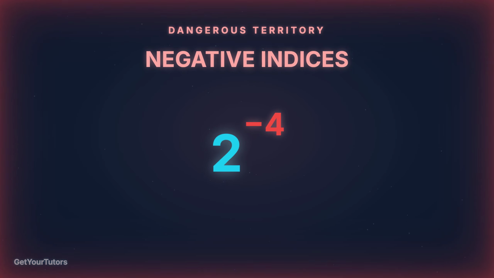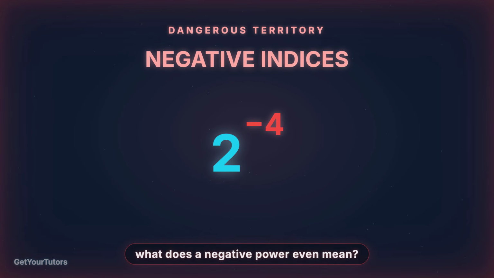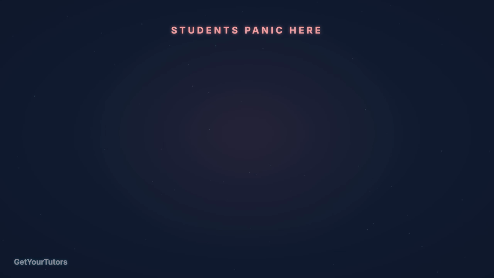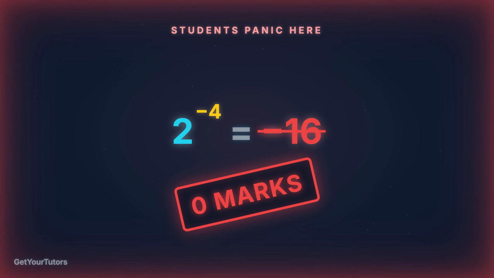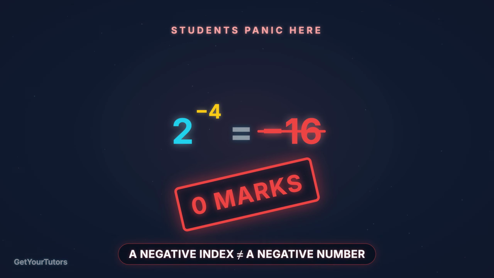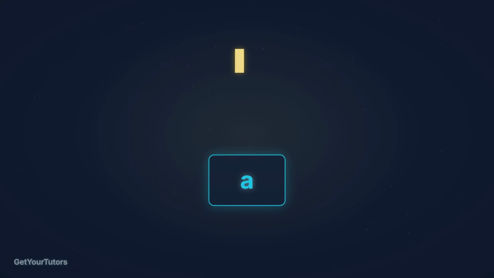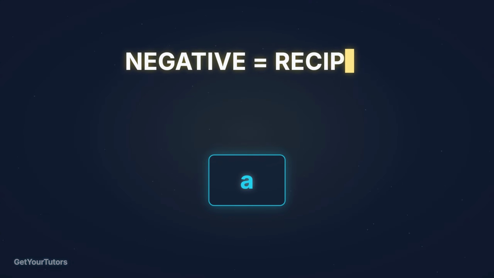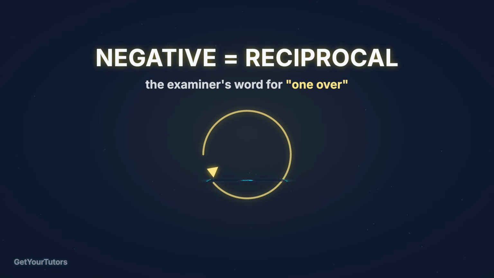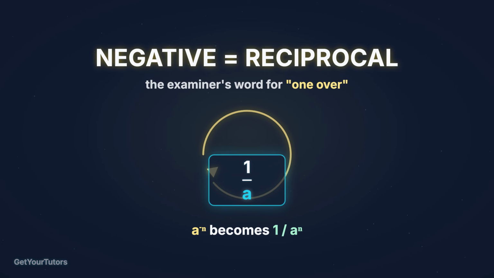Now we reach dangerous territory. What if the cloning dial is set to a negative number, like 2 to the power of -4? Students panic and write -16. This earns a massive 0-mark stamp. A negative index never makes the actual base number negative. A negative index flips reality upside down. The exact examiner terminology here is reciprocal. It simply means 1 divided by your base number.